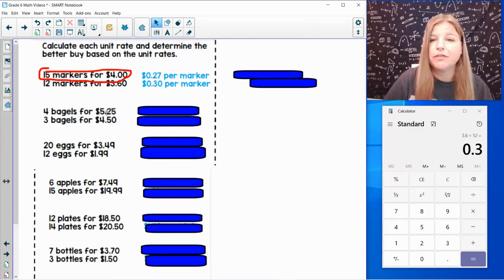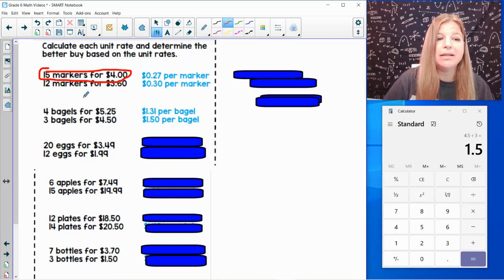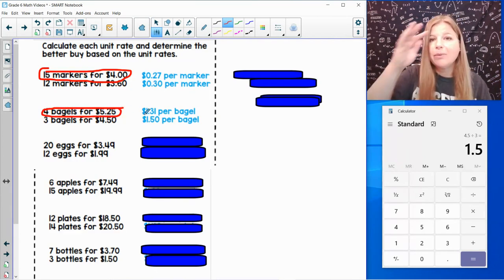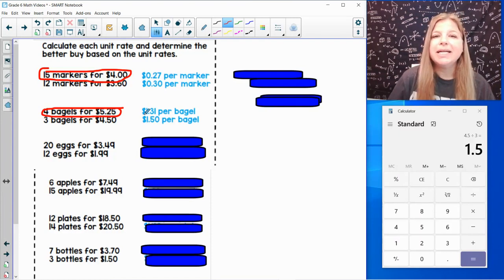Next one, 4 bagels for $5.25. So I would do $5.25 divided by 4. I get about $1.31 per bagel. 3 bagels for $4.50. $4.50 divided by 3. And we get $1.50 per bagel. Which one's the better deal? It's definitely a better deal to buy 4 bagels for $5.25. Now, when I say better deal, and I notice that the ones I'm circling are more expensive, it's a better deal per unit rate. Like, what are you getting the best deal out of individually?